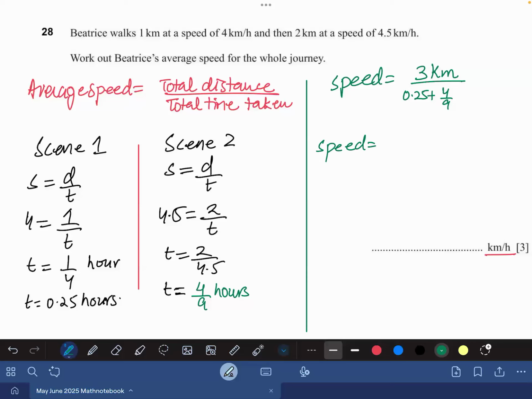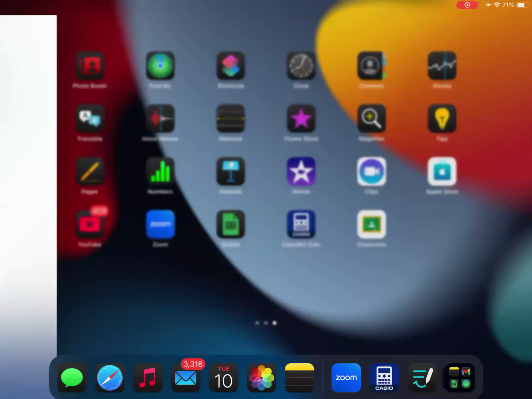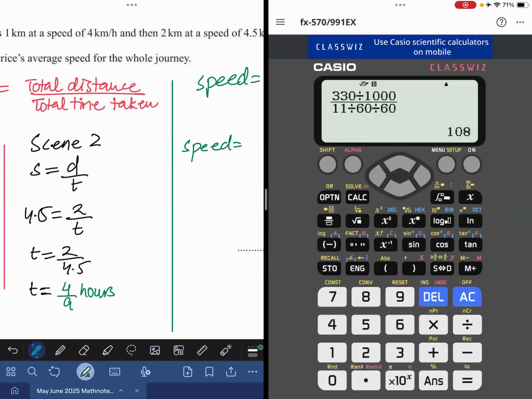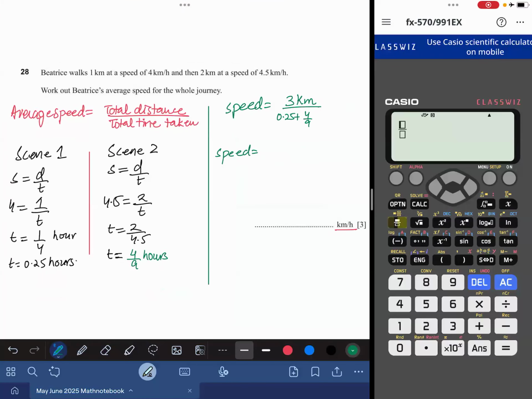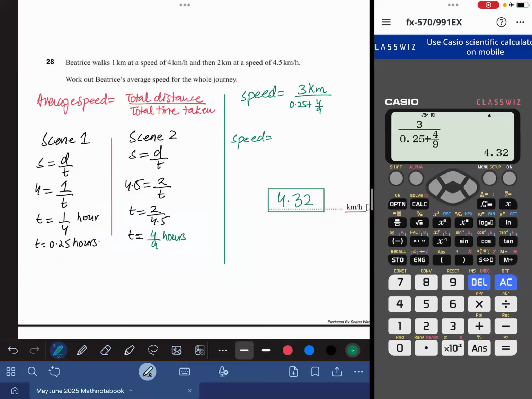Press the fraction button. The way of writing this in the calculator is very simple, so remember this. Fraction button 3 divided by 0.25, now plus and then again fraction. So it is 4/9. So Arwa, can you see that? So this is 108 by 25 and SND is 4.32 kilometer per hour, the average speed for the whole journey. Understood everybody? Yes, sir.